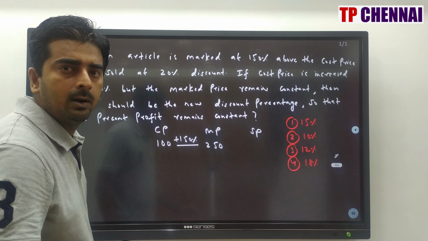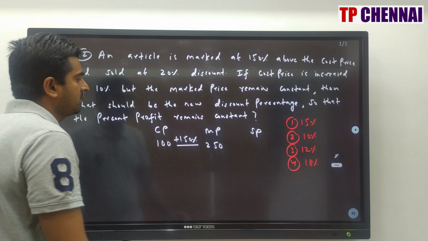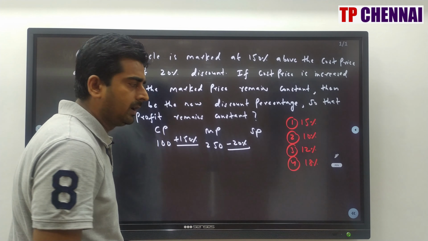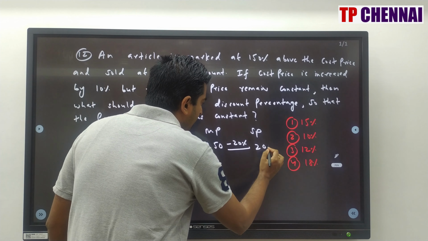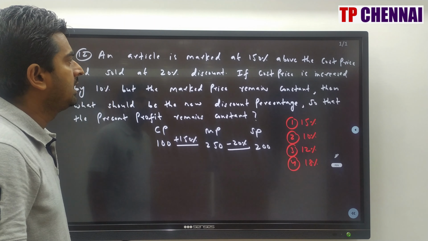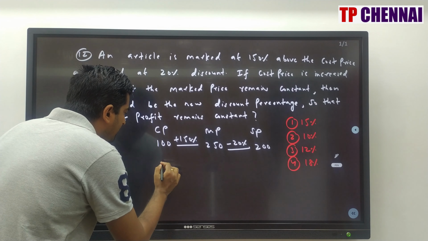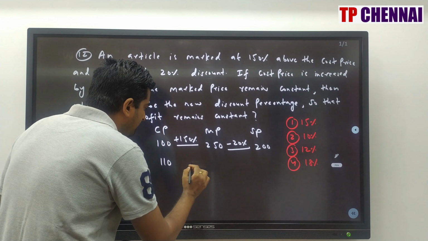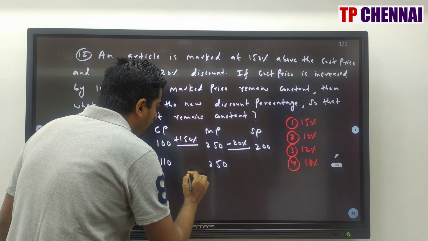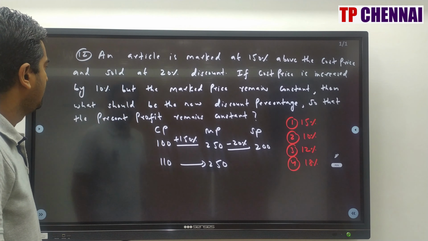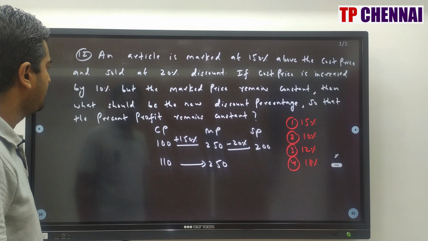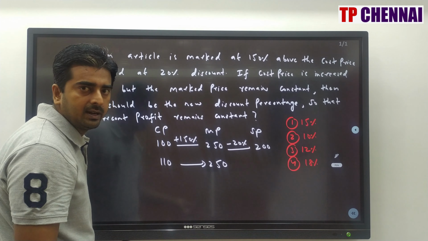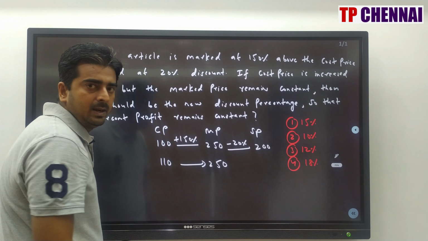Right? We need to add 150. And sold at a discount of 20%. If you remove 20%, what is 20% of 250? 50, 50 we have to subtract, this is 200. If the cost price is increased by 10%, now it has become 110 and mark price remains constant, that is mark price is same 250. Then what should be the new discount percentage so that percent profit remains constant? Initially how much percent profit is there? 100%. Now here also it should be 100%.